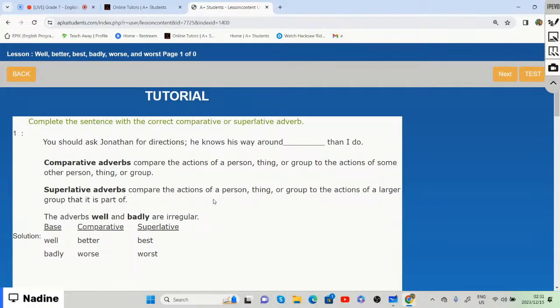All right. So now we see that we are going to correct the superlative as well as the comparative adverb. And we said a comparative adverb compares the actions of a person, thing, or group to the actions of some other person, thing, or group. And a superlative adverb compares the actions of a person, thing, or group to the actions of a larger group that it is part of.